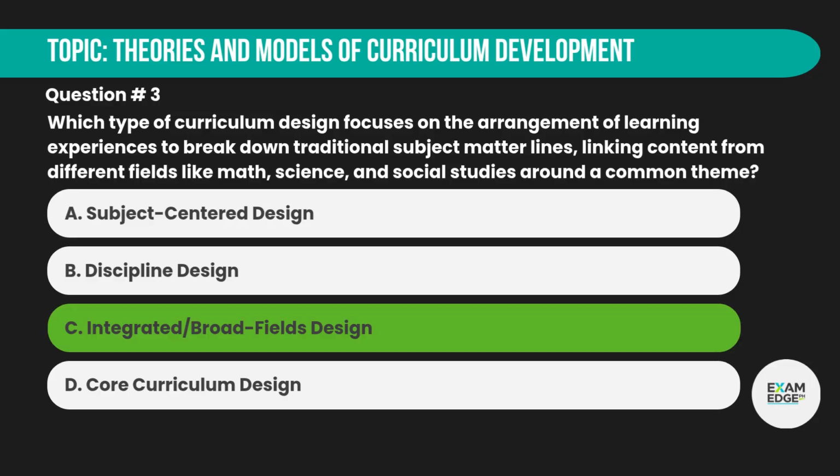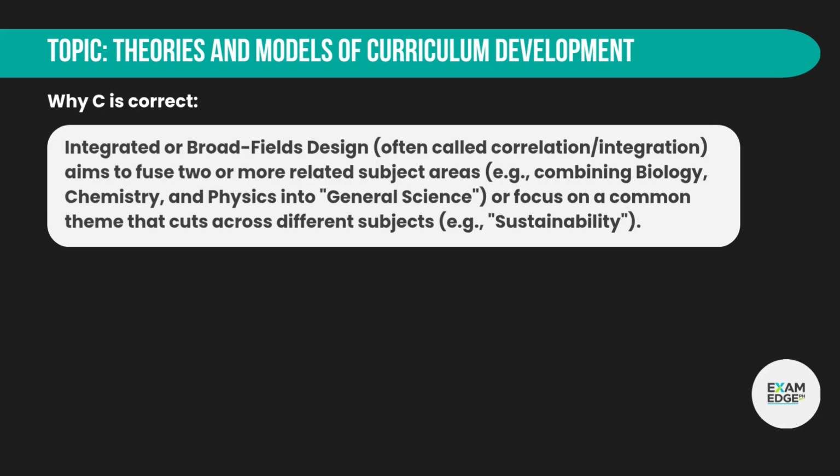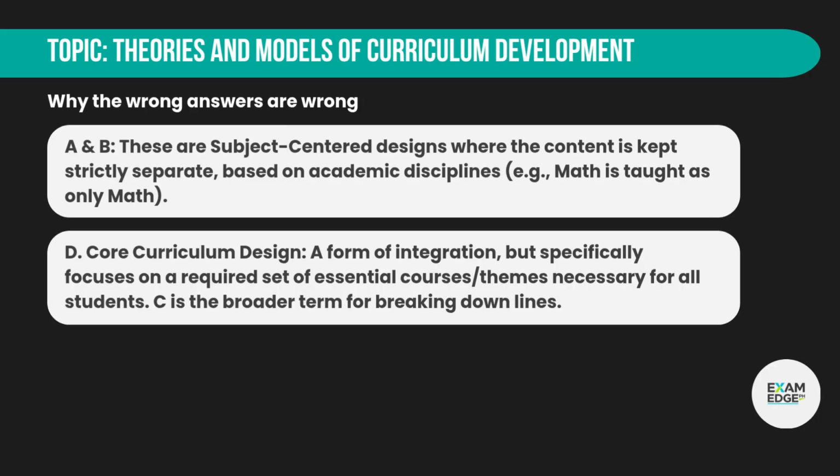Correct answer: C. Integrated, broad fields design. Why C is correct. Integrated or broad fields design, often called correlation, integration, aims to fuse 2 or more related subject areas, e.g., combining biology, chemistry, and physics into general science, or focus on a common theme that cuts across different subjects, e.g., sustainability. Why the wrong answers are wrong: A and B.